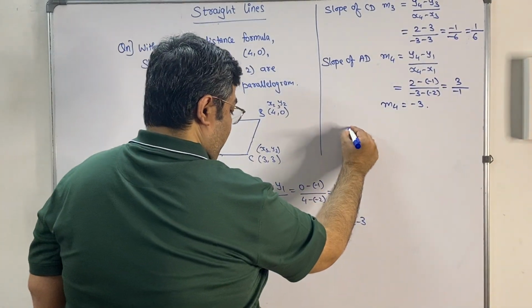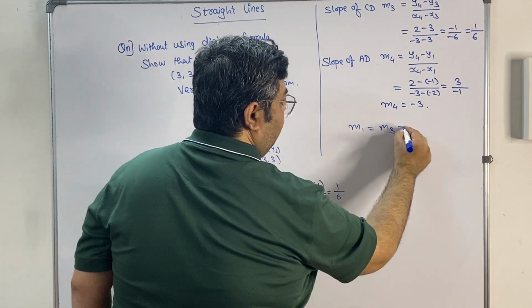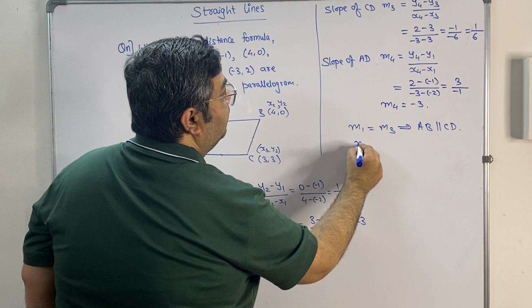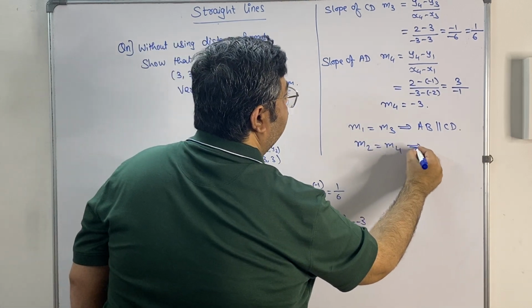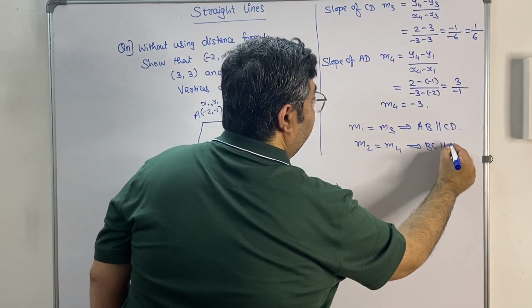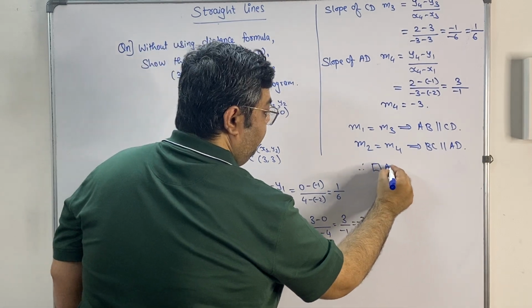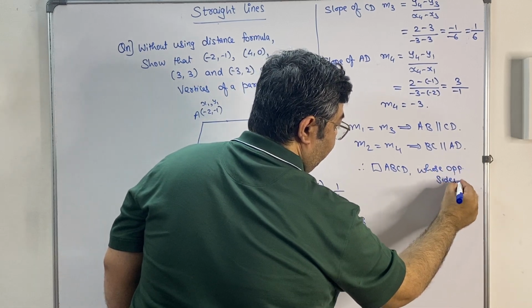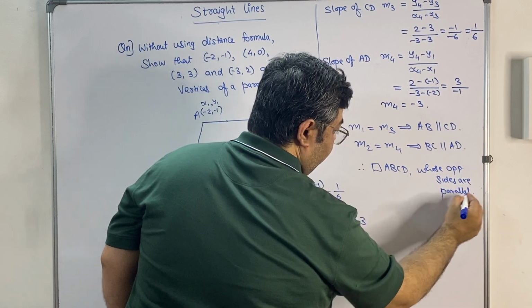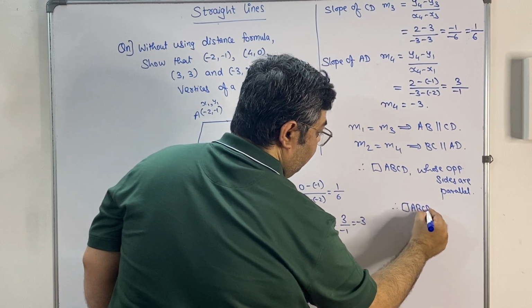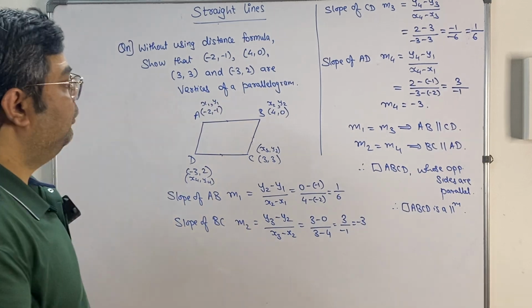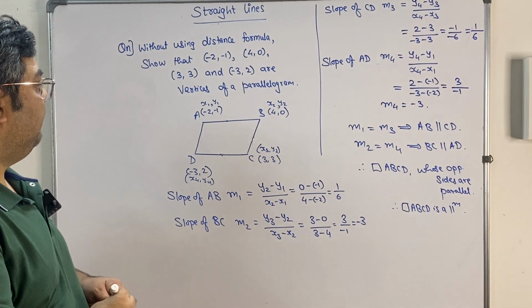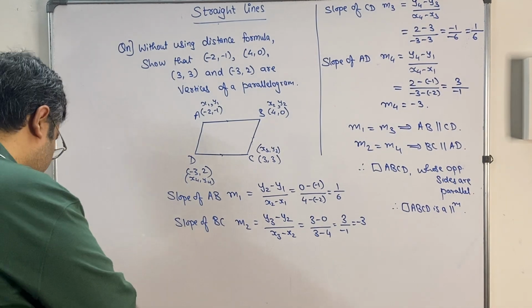So as we can see, M1 is equal to M3. That means AB is parallel to CD and M2 is equal to M4. That means BC is parallel to AD. Therefore, we have a quadrilateral ABCD whose opposite sides are parallel. So, quadrilateral ABCD is a parallelogram. So we have used the concept of slopes and shown that the vertices given are vertices of a parallelogram. ये भी एक बार आप नोट कर लो.